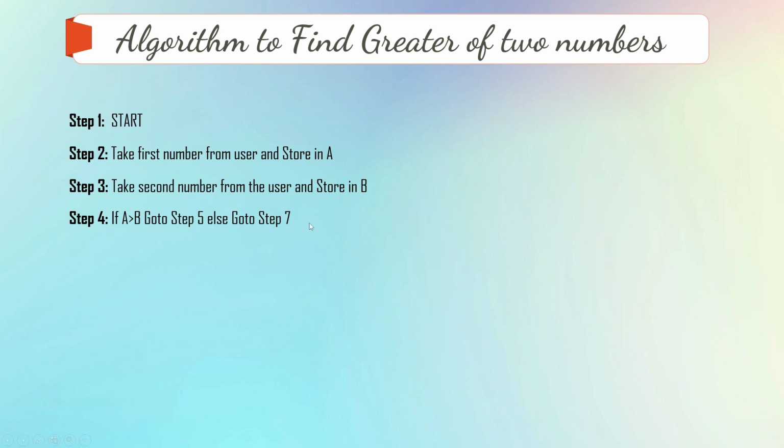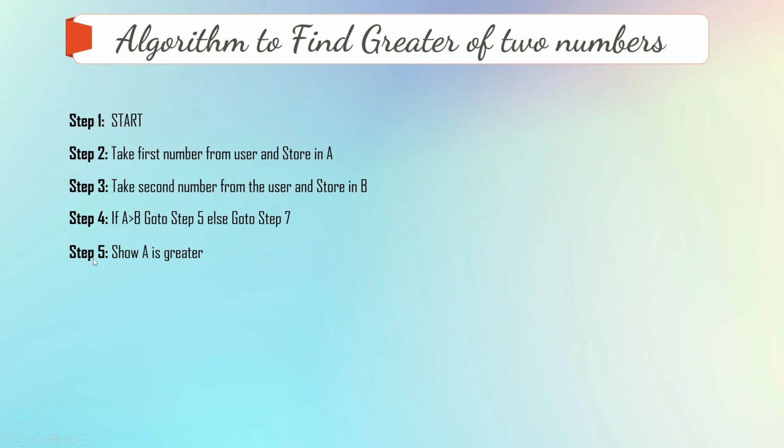According to this, we'll write the next step. Step 5, show A is greater. Means what? If A is greater than B, go to step 5, right? If A is greater than B, it will show A is greater. If not, it will go to step 7.